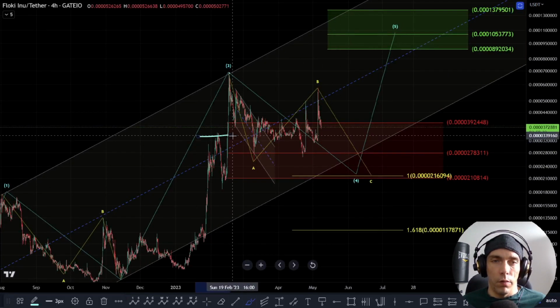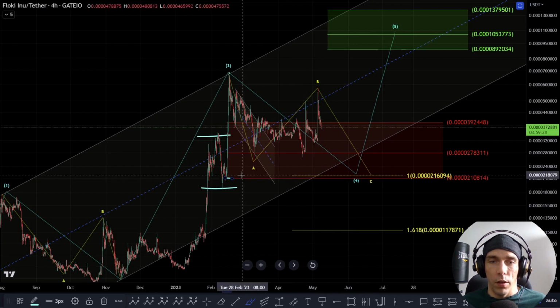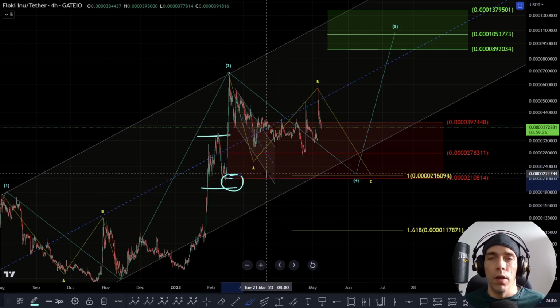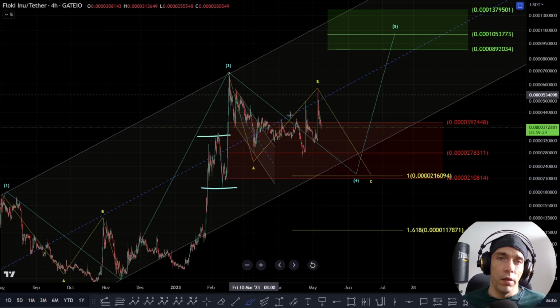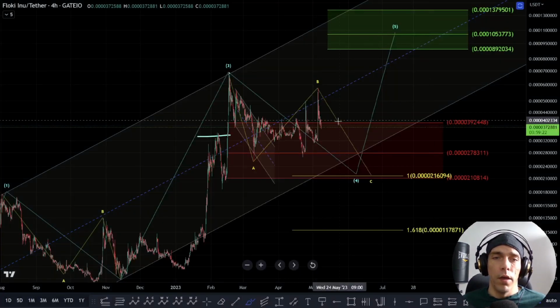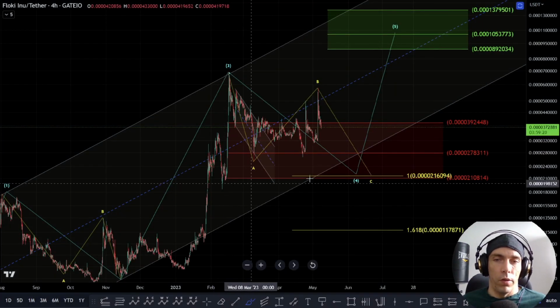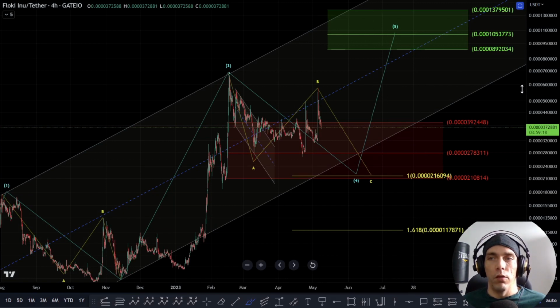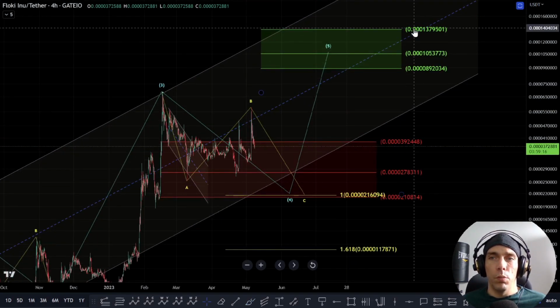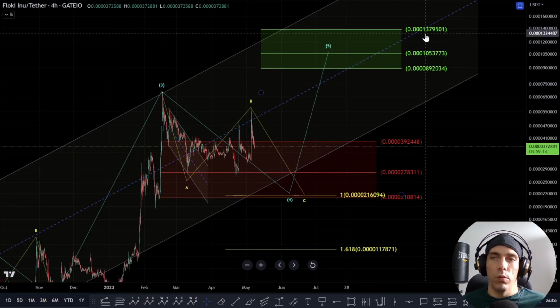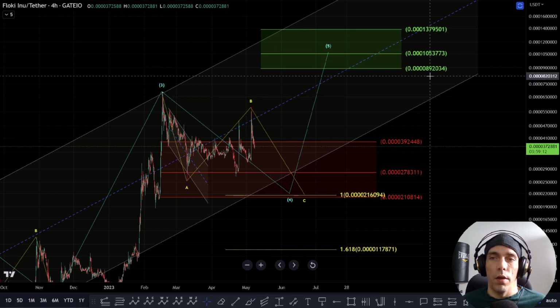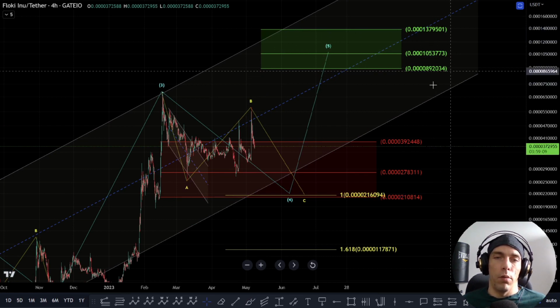Potentially this previous structure, these lows of this structure, could be a zone we could look to turn around, because this is an area we commonly see within Elliott wave, the retest of previous fourth wave locations before looking to move up. So yeah, it's still possible. We could still see this move up here towards this 1379501 to this 892034.